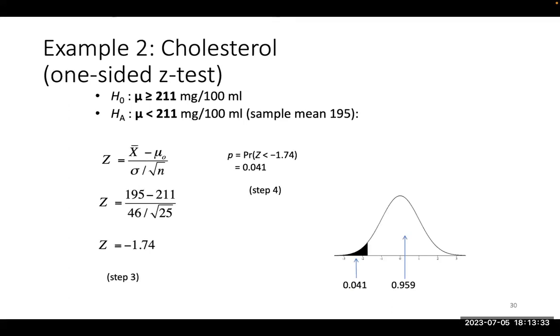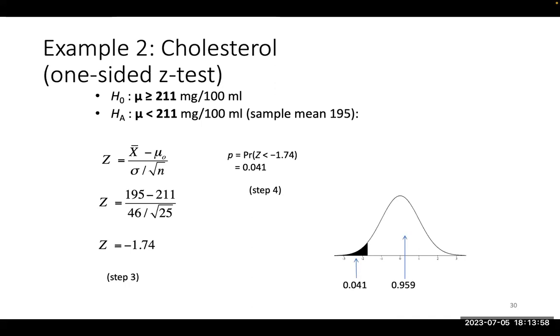Okay. So now we're doing a one-sided test, and under a one-sided hypothesis, you're only taking this once. So you're calculating here 195 minus 211, that's minus 16, divided by 46 divided by 5, that's minus 1.74. There you actually only have 4.1%, and you don't multiply it by 2 because it's one-sided.